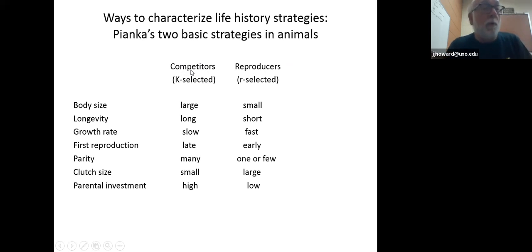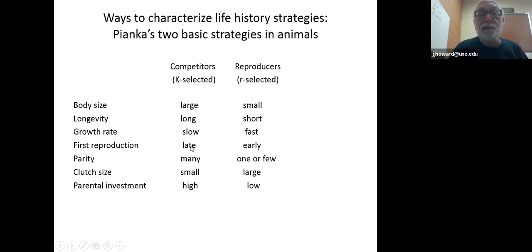But what he asked was, what are the traits that make organisms good competitors? He decided that a large body size would make you a good competitor. You could push smaller individuals around. But in order to get a large body, you have to live a long time because you have to grow for a long time. That means that compared to your final body size, your growth rate will be slow over a long period of time because you can't get really big really fast. So you're going to live a long time and grow relatively slowly.